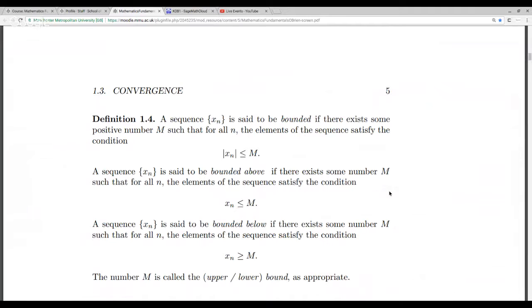There are slightly weaker conditions. This is a completely bounded sequence, but it may be that the sequence might only be bounded above. So maybe you can go arbitrarily far down into the negative number line, perhaps, but it might be bounded above, or it may be bounded below. So you can talk about upper or lower bounds for the sequence as well. We'll be using that terminology during this chapter.